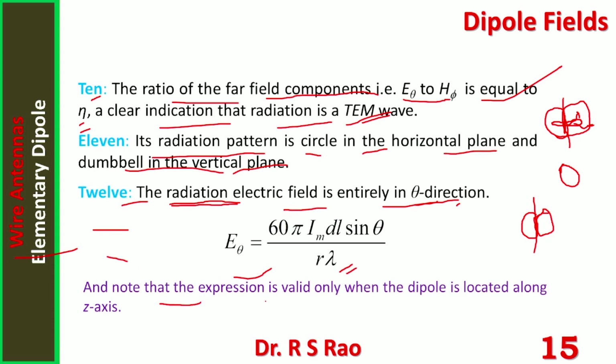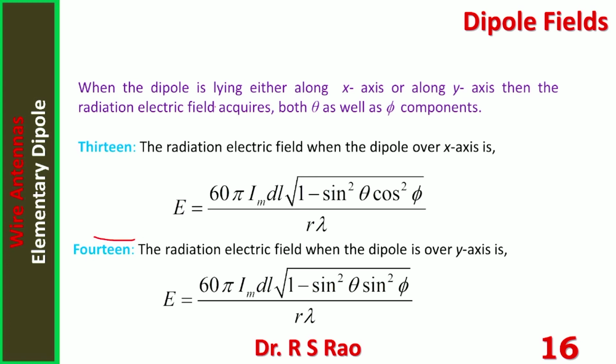Note that the expression given here is valid only when the dipole is located along the z-axis. If you recollect, all the derivation is done by placing the dipole along the z-axis. So the expressions arrived at during the analysis are valid only when the dipole is along the z-axis. When the dipole is lying either along the x-axis or y-axis, the radiation electric field acquires both theta and phi components.